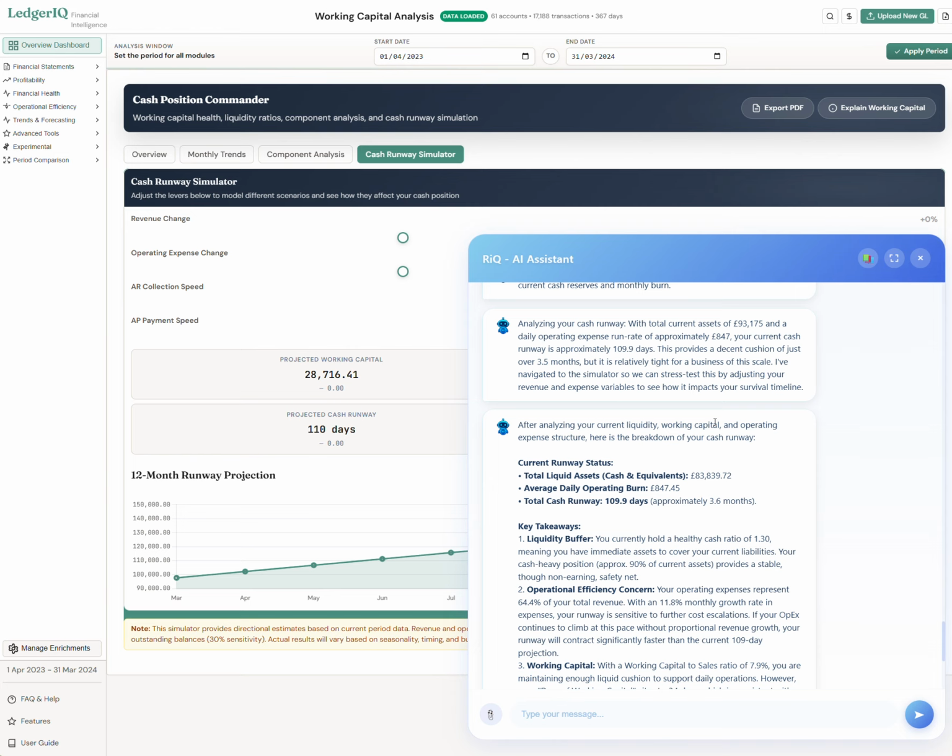So that's your little tour of LedgerIQ. I tried to keep this as quick as possible, but it's obvious that this goes quite heavily in depth and takes quite a while to figure out. So for the purposes of a very quick demo, I think I'll call it a day there.